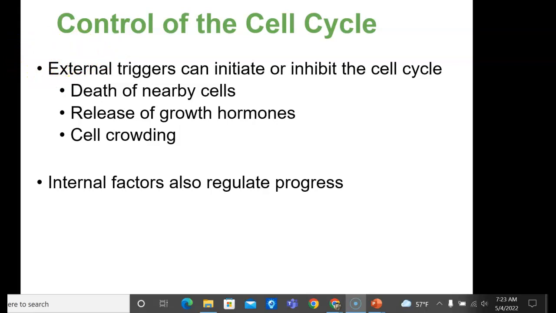So these would be some of the things that could be a part of that external regulation. If the cells nearby have died, if there's a release of certain growth hormones by the organism, or if there's too much crowding of cells, all of these things could be considered external triggers that would then send messages into the cell. There are also some internal factors, and we're going to look at that too.